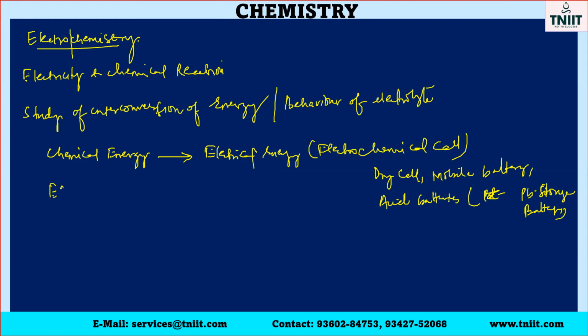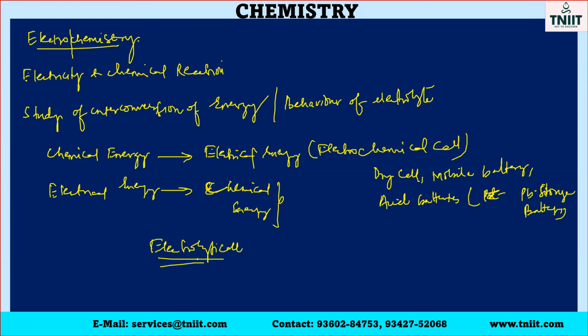Likewise, electrical energy can also be converted into chemical energy. A cell which converts electrical energy into chemical energy is called an electrolytic cell. Normally, this electrolytic cell is used in metallurgical processes, like Nelson's cell, Dow's cell. All these are examples for an electrolytic cell. So chemical energy can be converted into electrical energy, or electrical energy can be converted into chemical energy.